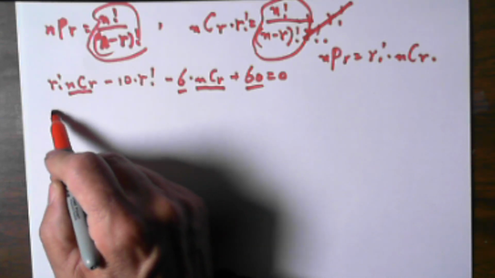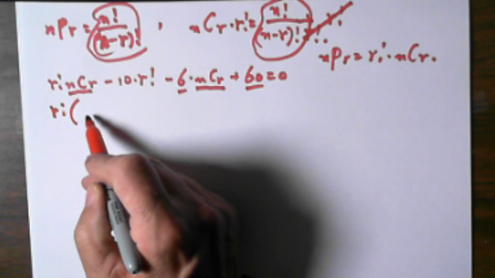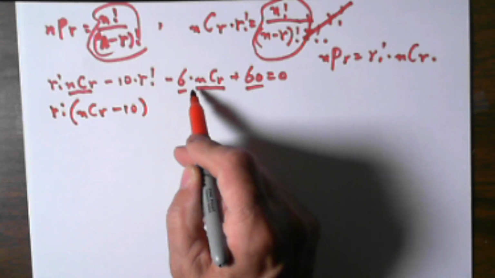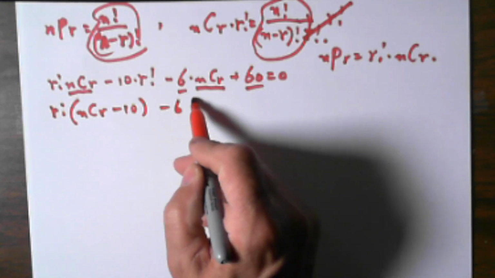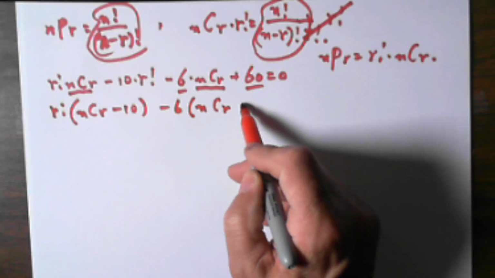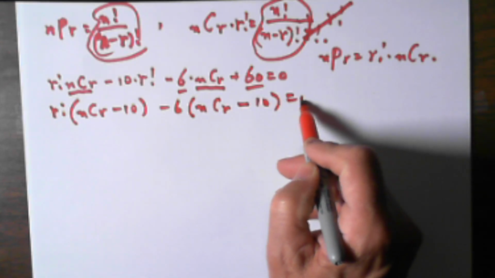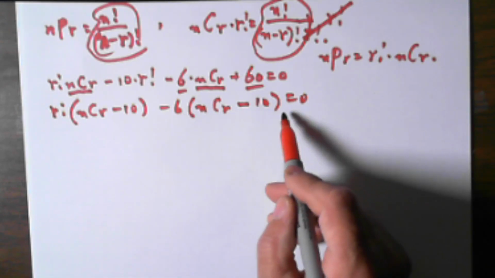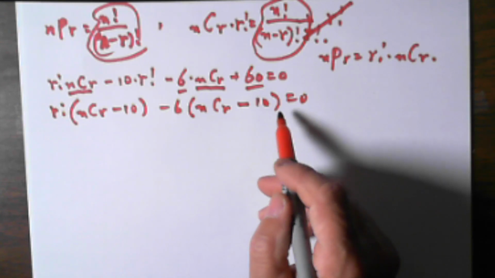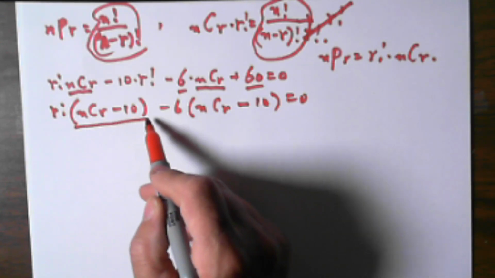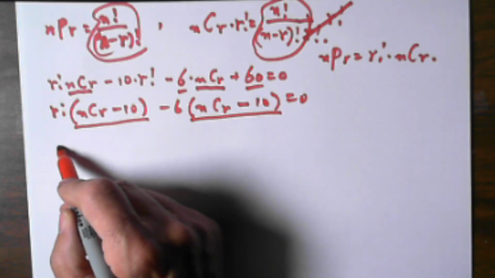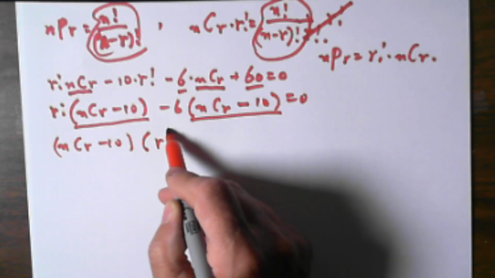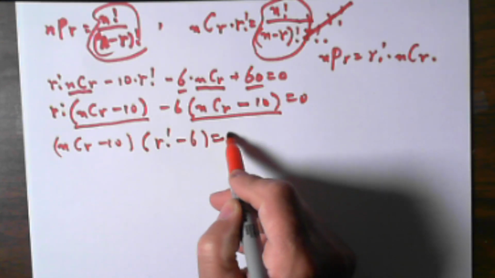Okay, from here we take out r factorial, then we have inside nCr minus 10, and then here we take out a minus 6, then we have nCr minus 10 equals 0. Now we can see each term has nCr minus 10. So we can factor nCr minus 10 right away: nCr minus 10 and r factorial minus 6 equals 0.